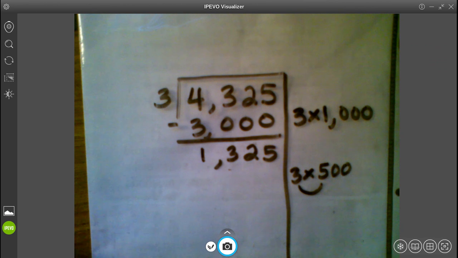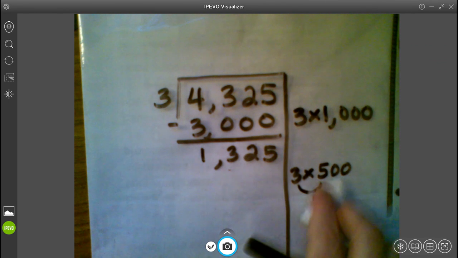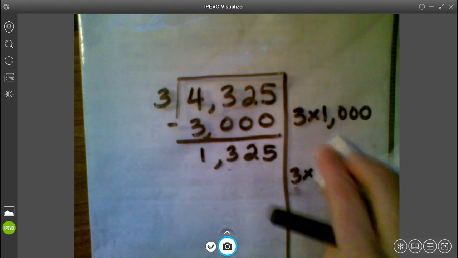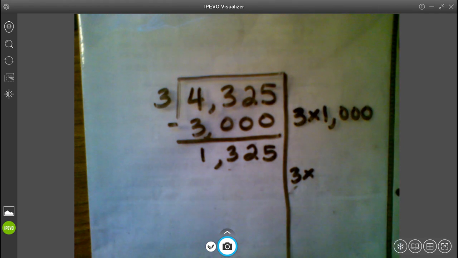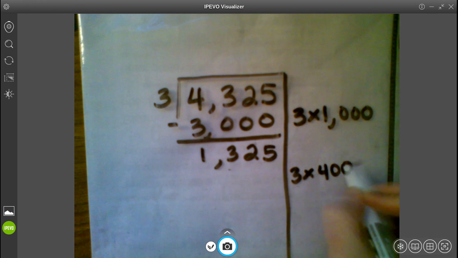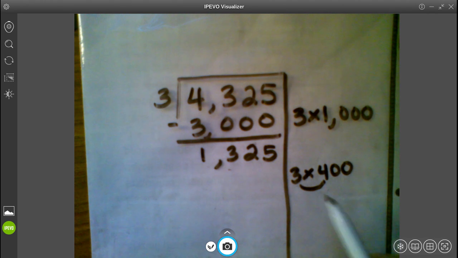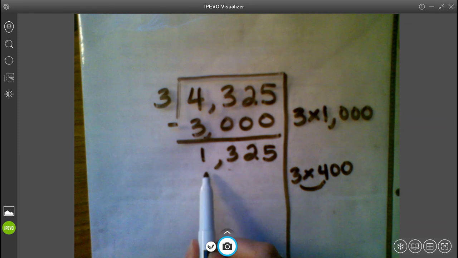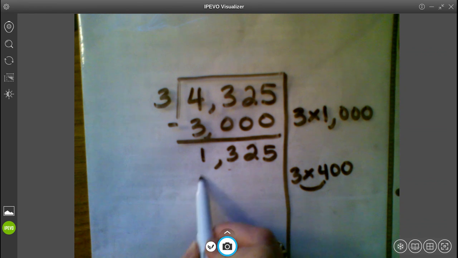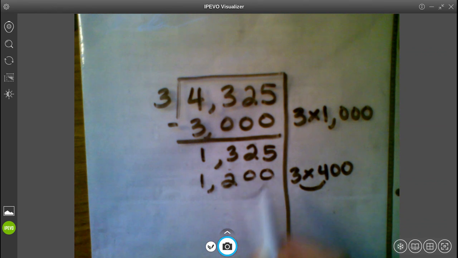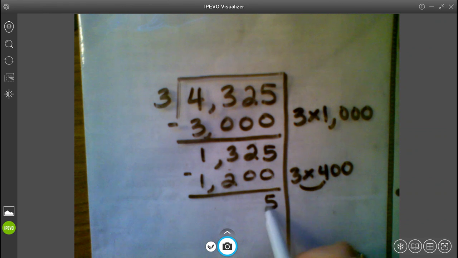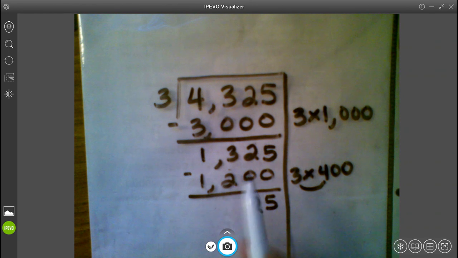That's bigger than 1,325. So we'll need something smaller than 500. What about 3 times 400? I know 3 times 4 is 12. So 3 times 400 would be 1,200. That's close to what's left, 1,325. Perfect. Let's subtract and see what's left. 5 minus 0 is 5. 2 tens minus 0 tens is 2 tens. 3 hundreds minus 2 hundreds is 100. And then 1,000 minus 1,000 is 0.